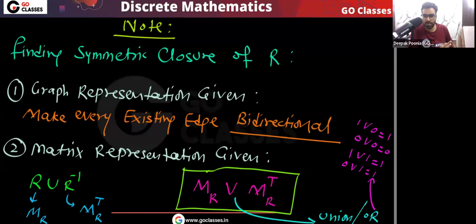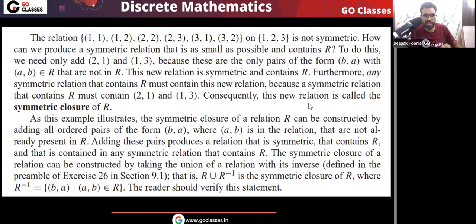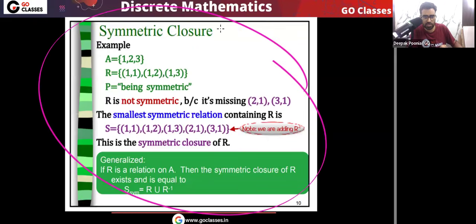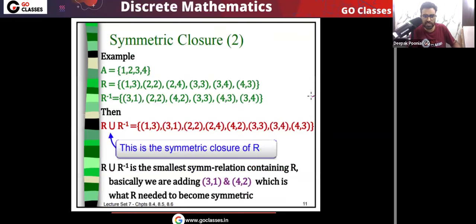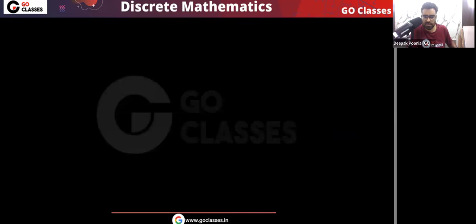I hope you understood. You can read these slides, which I have taken from various standard resources. Everything that is written in these slides we have already seen. I hope you understood the concept of symmetric closure and reflexive closure. Now we are going to solve all the standard questions from the Kenneth Rosen book. So let's solve them one by one.